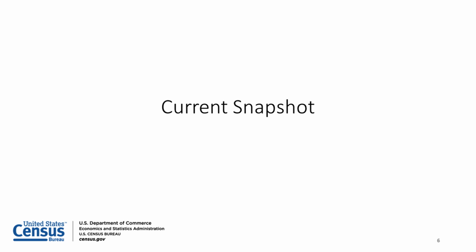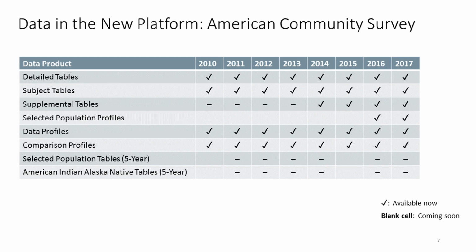All right, so a quick current snapshot. One thing to always remember is that it is still developing, so we don't have everything that's available in AFF just yet. We're working to get there, but everything needs to be migrated from American FactFinder over to our Census Data API, and then released through data.census.gov. So we're still working on that, but this is what's available.